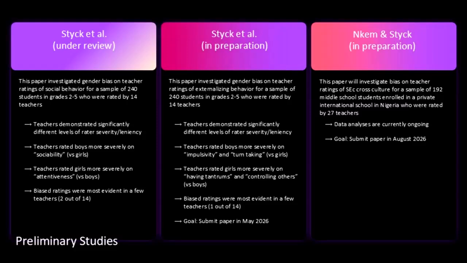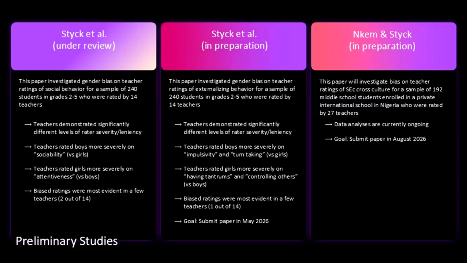So what we found when we looked at it by what teachers is that by and large, even though teachers as a group tended to rate boys and girls differently on these two items, the most bias was happening by a few teachers. So it's some teachers who tend to rate boys and girls significantly differently, and all teachers on some items.